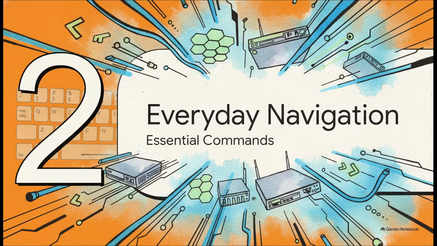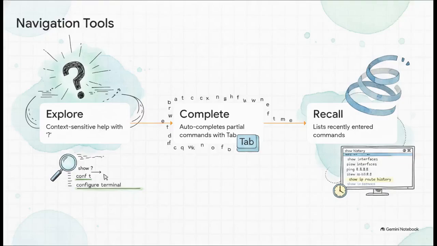Section 2. Everyday navigation and shortcuts. Forget the manual for a second. The CLI actually wants to help you out here. First, you can explore any valid keywords simply by typing a question mark. The IOS lists every valid option right there on the screen. Second, you can save a ton of keystrokes and avoid typos entirely by just hitting the tab key to auto-complete your partial commands. And third, if you ever need to rerun something, you can quickly recall recent entries with show history. I'm telling you, these 3 tools are absolute lifesavers in the field.